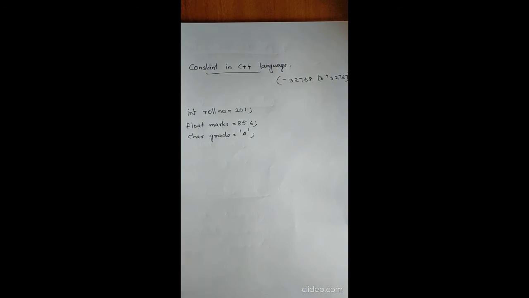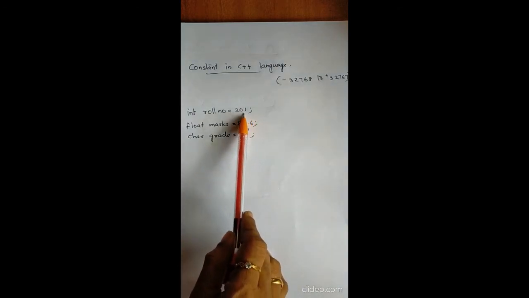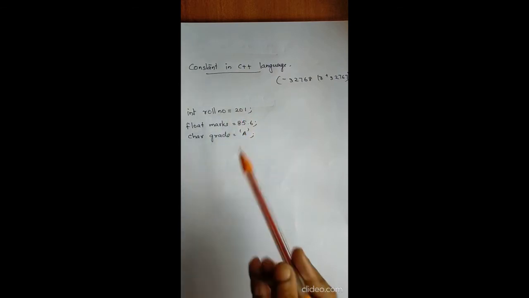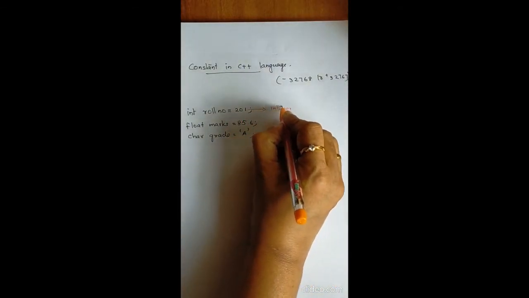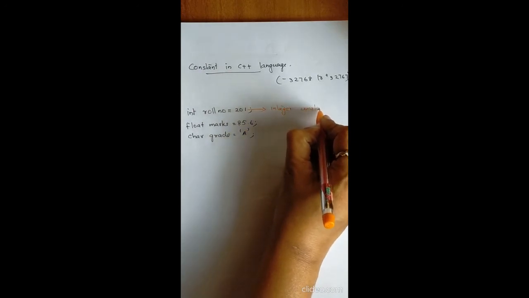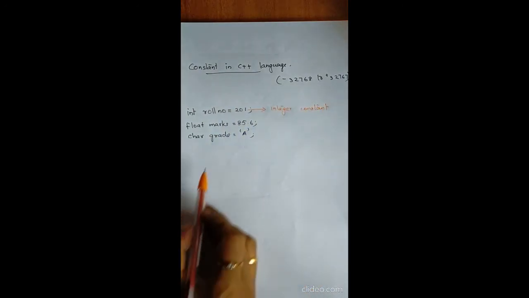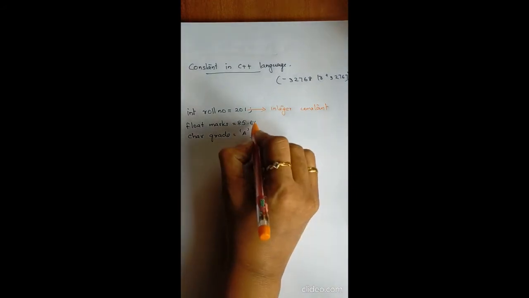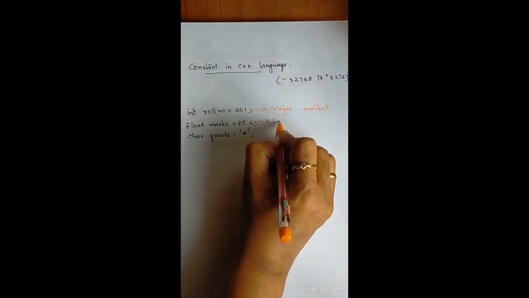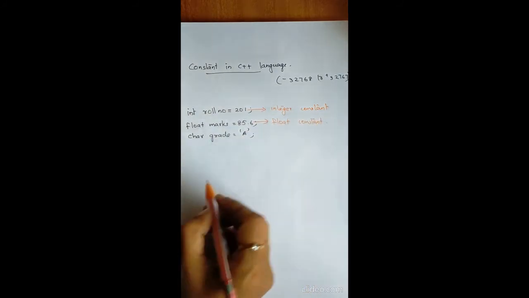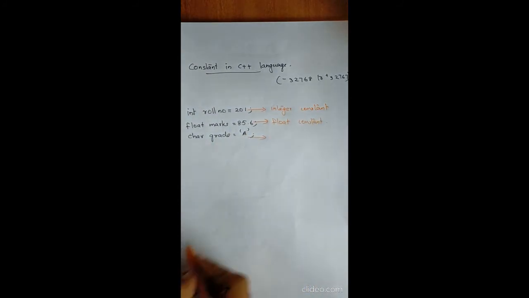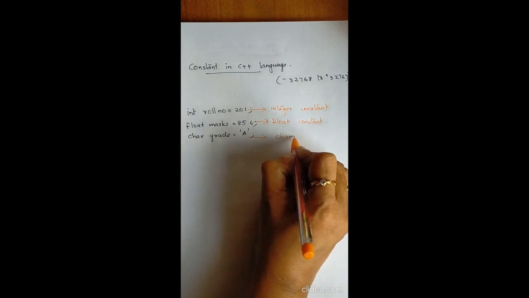Here 201 is an integer constant, whereas 85.6 is a float constant, and A is a character constant.